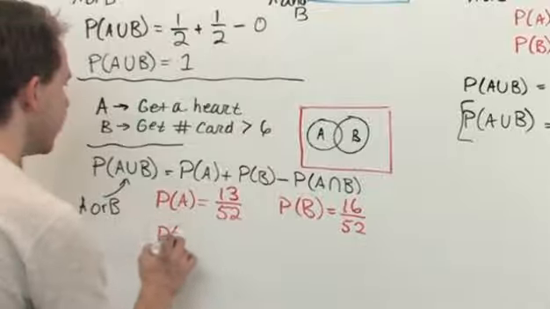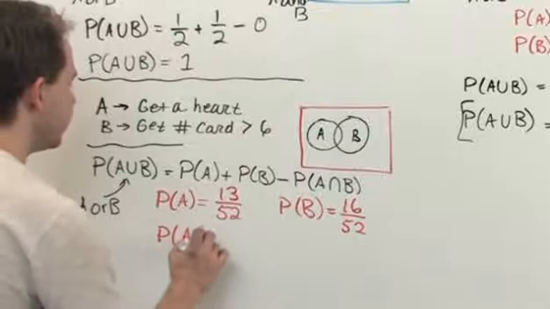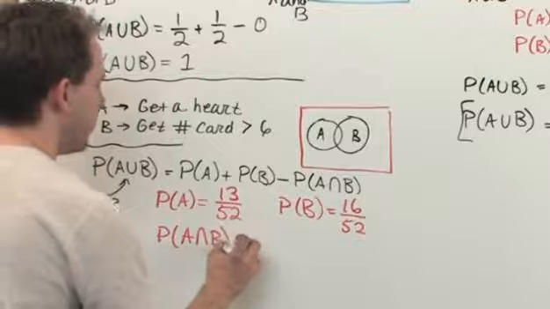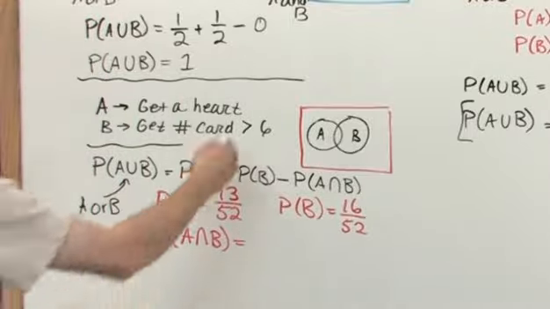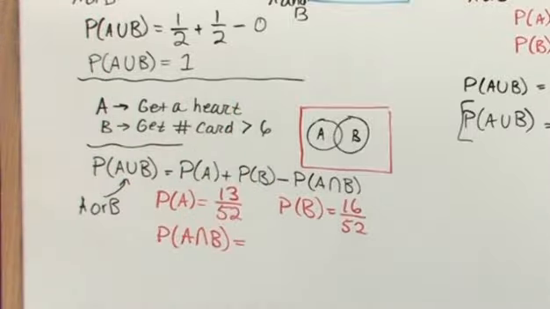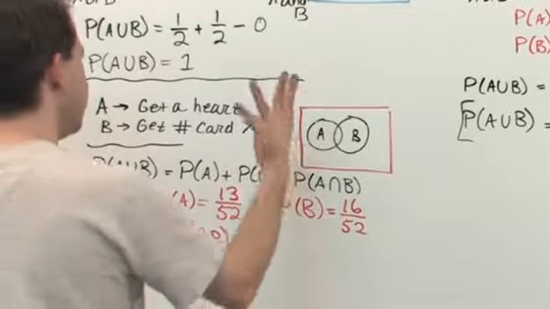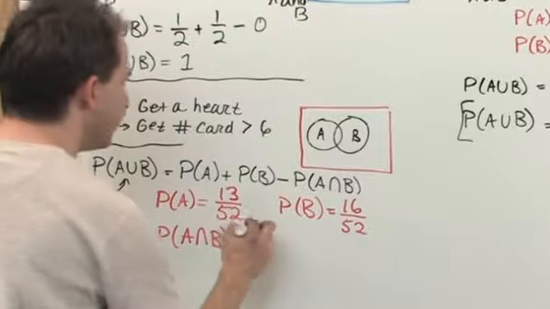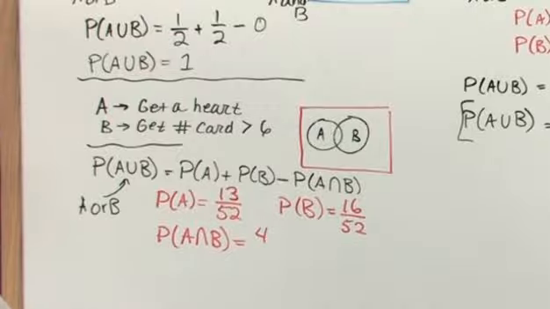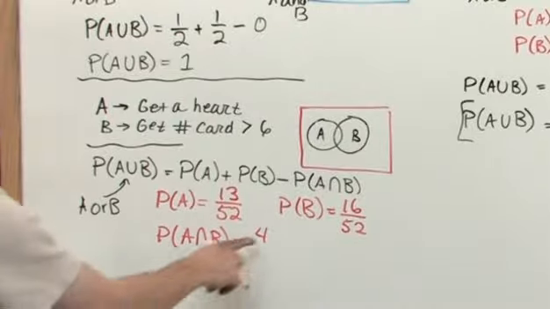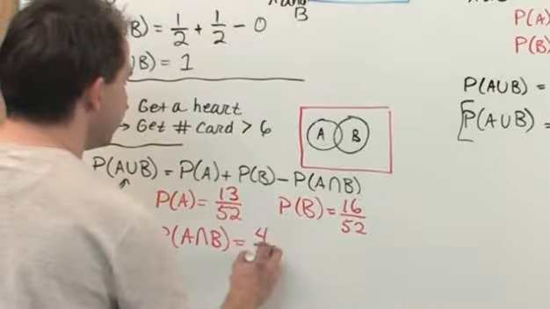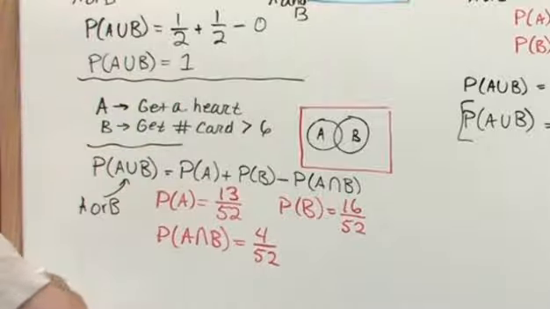What is the probability of A intersection B, which is A and B? So A and B would be, you get a heart and it's a card greater than 6. So you have 7, 8, 9, and 10 of hearts. So you have 4 cards, 7, 8, 9, 10 of hearts. There's only 4 cards like that out of 52. Okay? So we have everything we need.